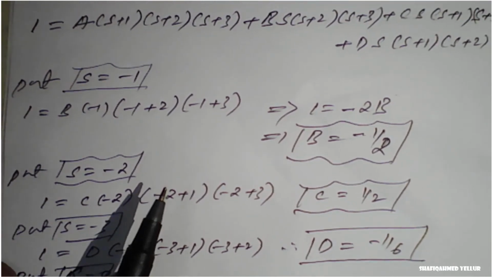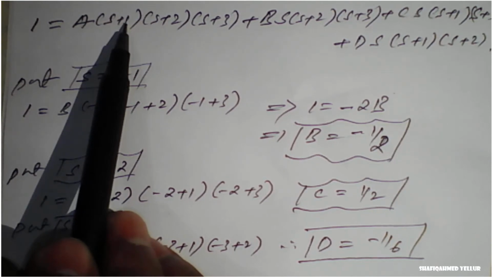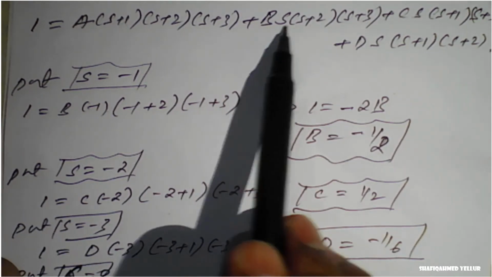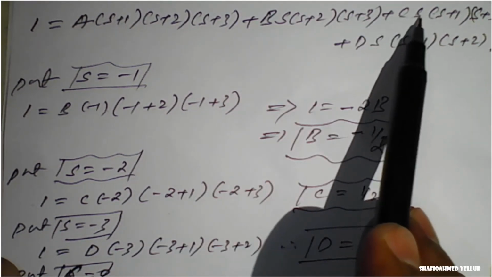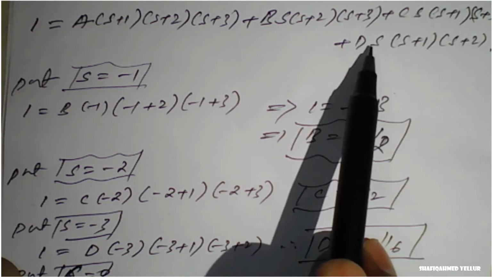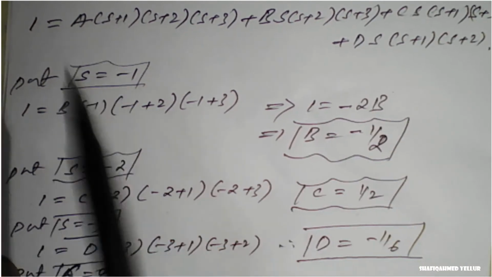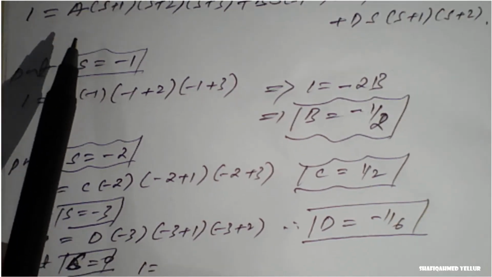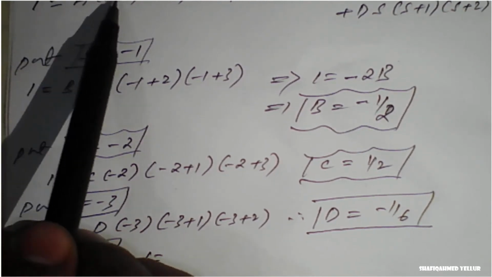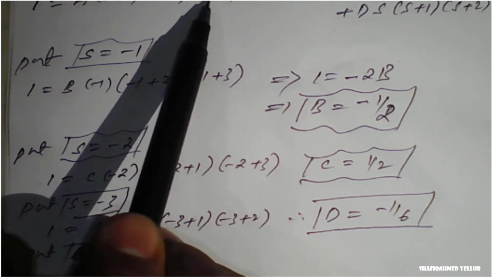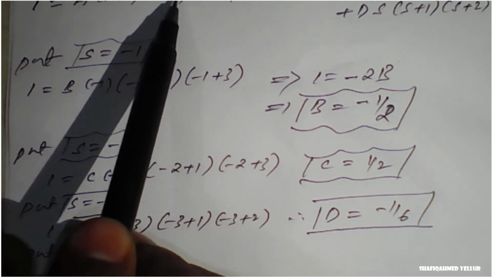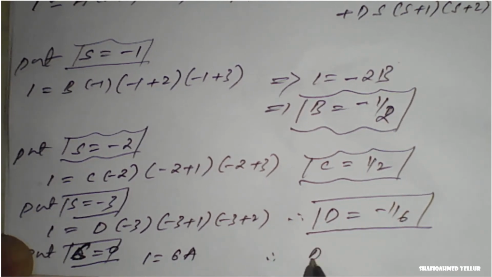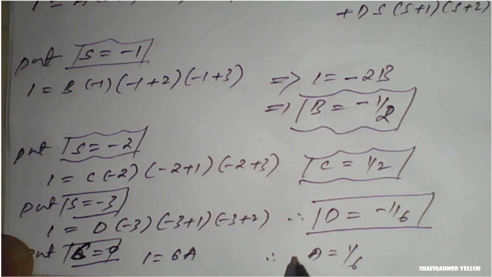If I put s equal to 0 in this, 0 plus 1 is 1, 0 plus 2 is 2, 0 plus 3 is 3. So b will vanish, c into s, s is 0, so c also will vanish, d into s, s is 0, so this also will vanish, only a remains. Therefore 1 is equal to 3 into 2 is 6, 6 into 1 is 6, that is 6a. So the value of a will be 1 upon 6.